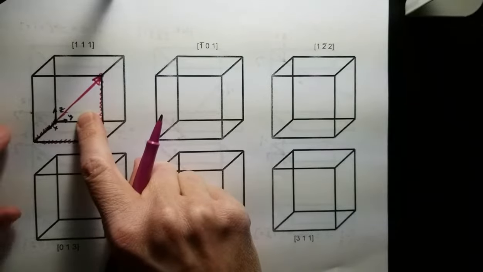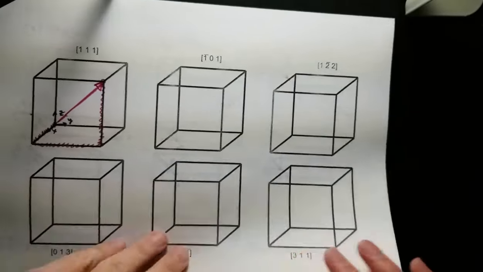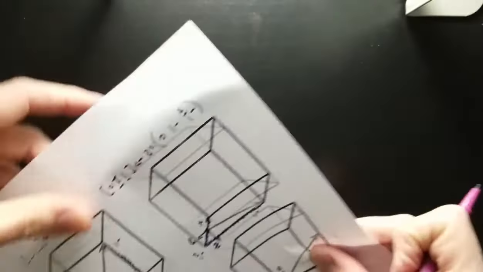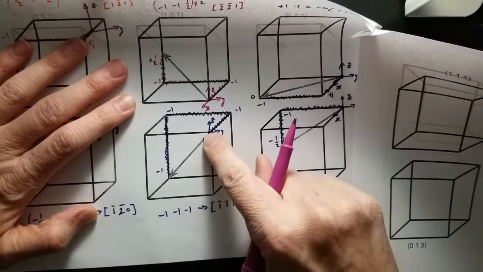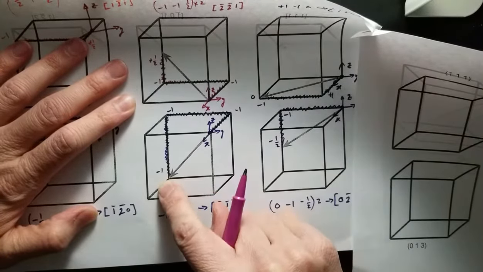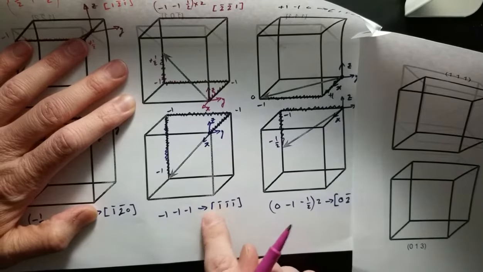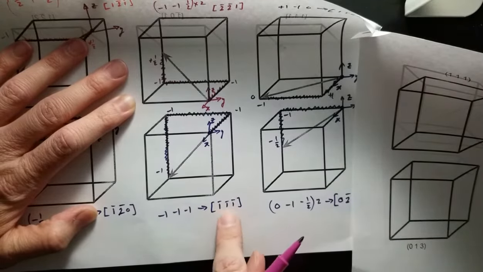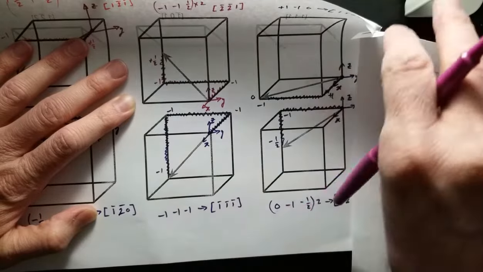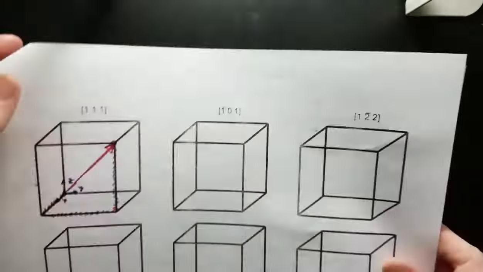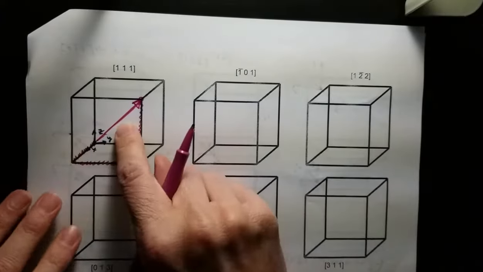Notice the 1, 1, 1 direction is that way, and the 1 bar is exactly the opposite. So if you take any of these vectors or any of these Miller index directions and you multiply by minus 1, you just change the sign overall. So that's the 1, 1, 1.